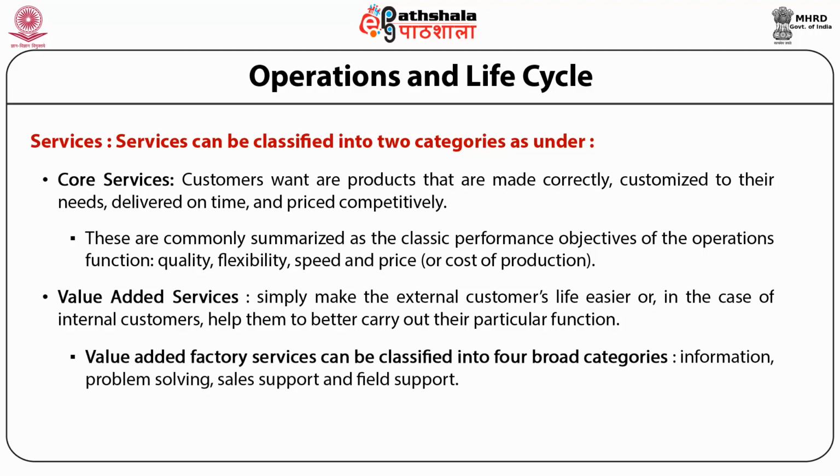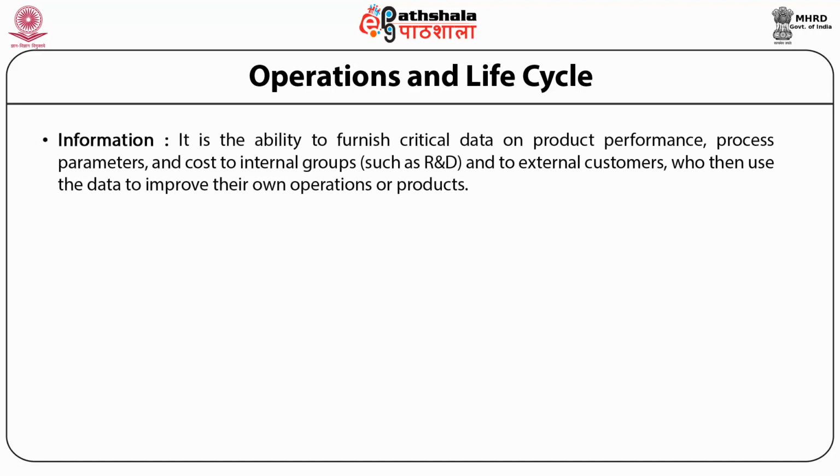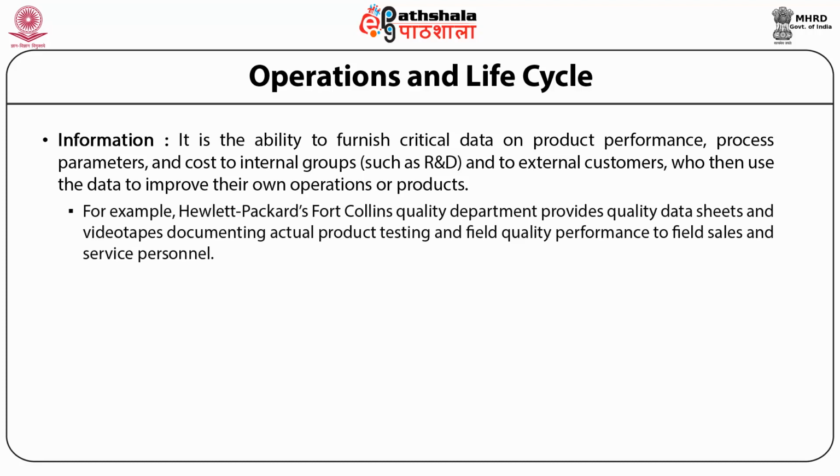Value added services can be classified into four broad categories: information, problem solving, sales support, and field support. Before we move ahead, let us understand some basic definition. Definition of information is: it is an ability to furnish critical data on product performance, process parameters, and the cost to internal groups such as R&D and to external customers who then use the data to improve their own operations or products. For example, Hewlett Packard's Fort Collins quality department provides quality data sheets and videotapes documenting actual product testing and field quality performance to field, sales, and service personnel.